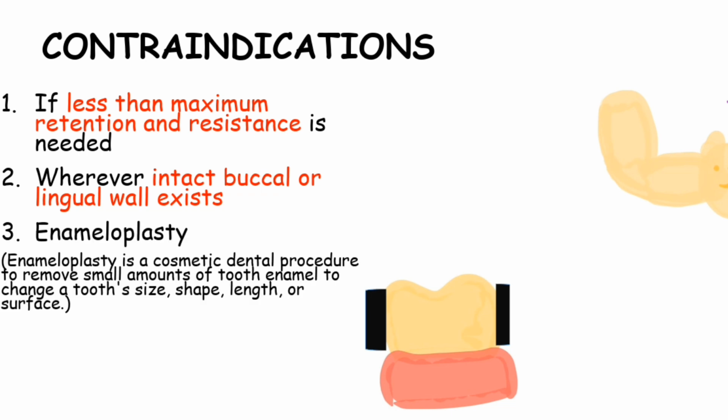Full veneer crown is contraindicated in case of enameloplasty. What is enameloplasty? Enameloplasty is a cosmetic dental procedure to remove small amounts of tooth enamel to change a tooth's size, shape, length, or surface. In case of full veneer crown, we need to remove a large amount of tooth structure, but in enameloplasty, a small amount of tooth enamel is being removed. So you don't need to give a full veneer crown in this case.